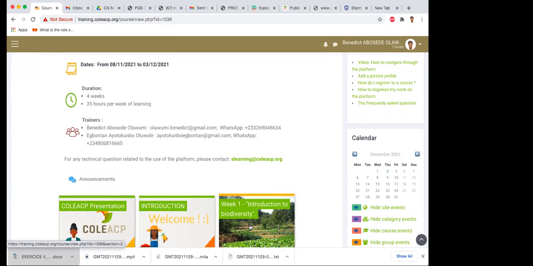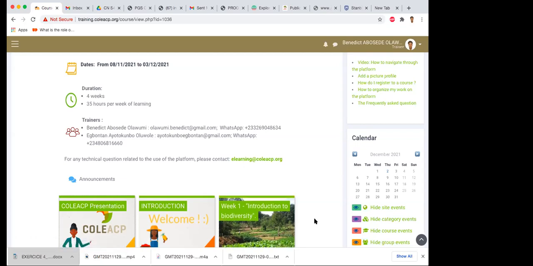And then the last important activity that we need to do is the training evaluation form. We will explain everything on WhatsApp, and we expect that by Sunday, everybody will have completed their exercises. Is there any other thing that we need to do?